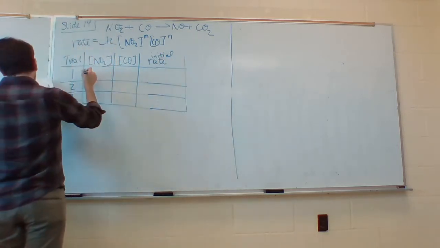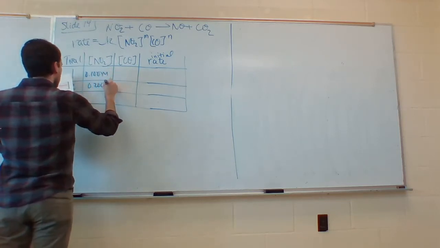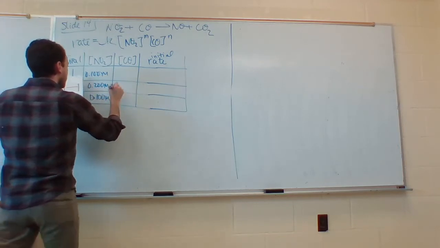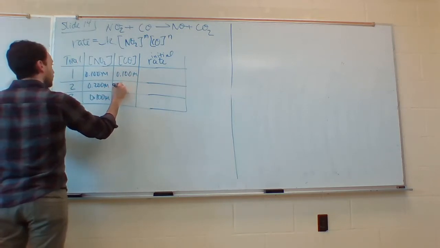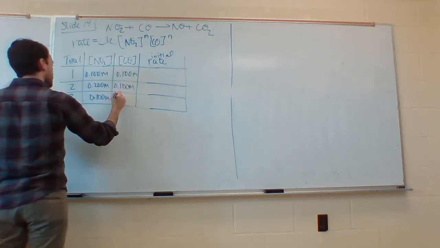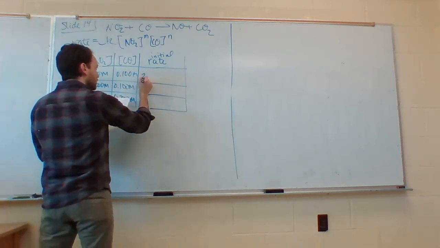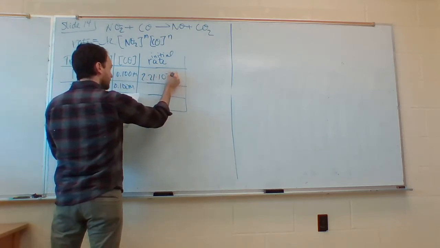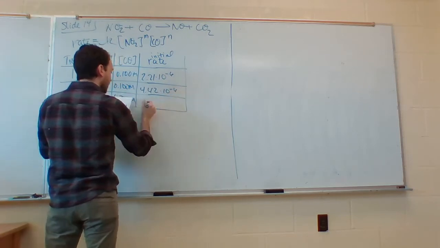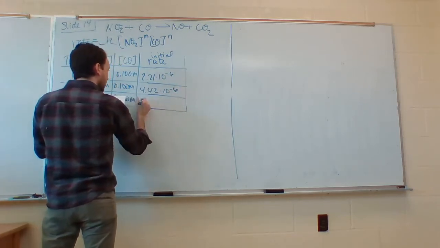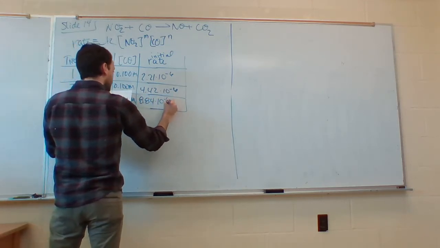Okay. Here we have 0.100 molar, 0.200 molar, 0.100 molar. In the next column, we have 0.100 molar, 0.100 molar, 0.200 molar. All right. And then for our rates, we have 2.21 times 10 to the negative 6. We have 4.42 times 10 to the negative 6. And then we have 8.84 times 10 to the negative 6.